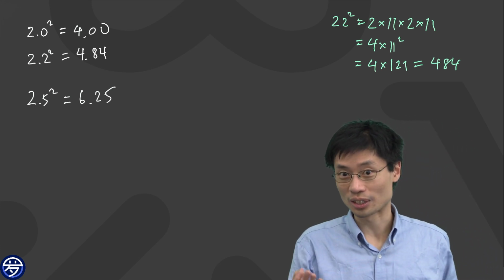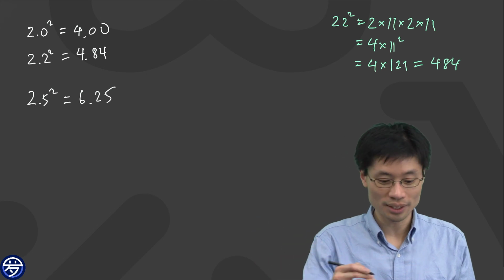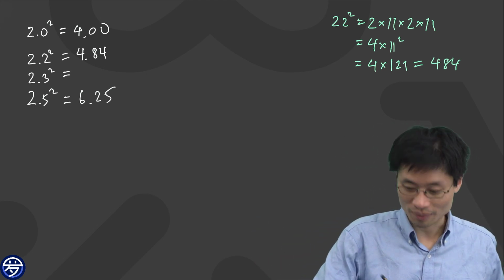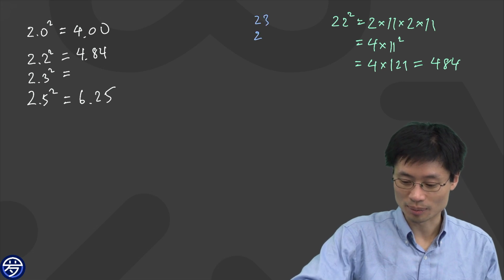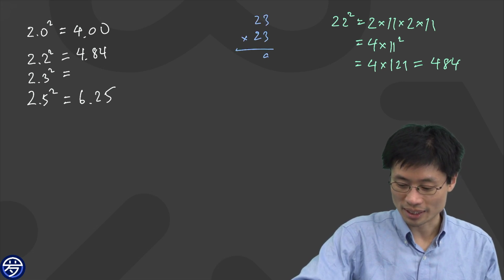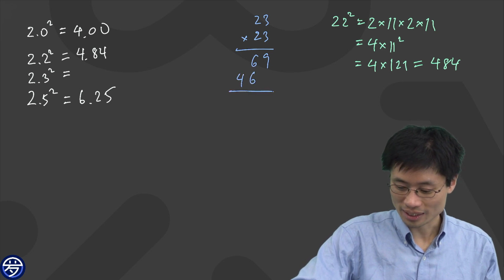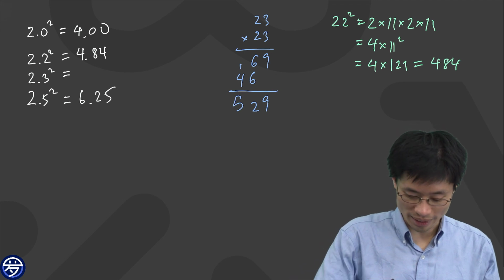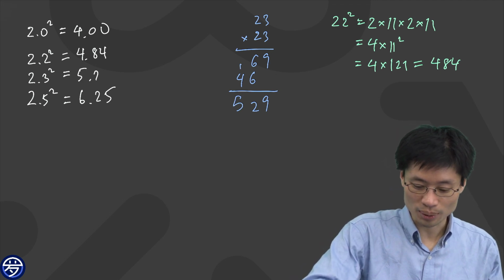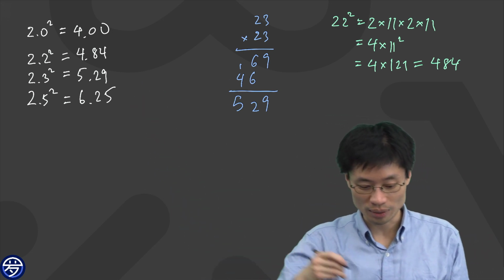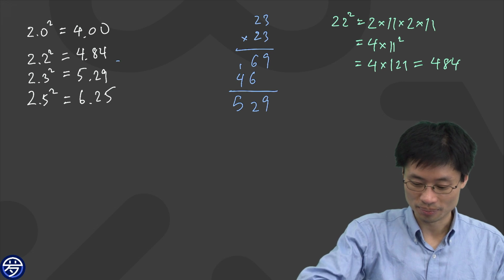Meanwhile, I could also try to figure out what 2.3 squared is. Someone suggested 2.3 squared. I don't have a nice trick on this one, but if I just do it, 23 times 23, 3 times 3 is 9, 3 times 2 is 6, 6, 4, that's nice, 9, 12, 5, 529. So I get 5.29. But what I'm showing you is that we're able to now find out that the square root of 5 is going to be somewhere here.